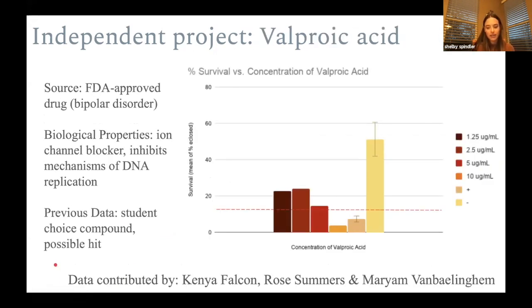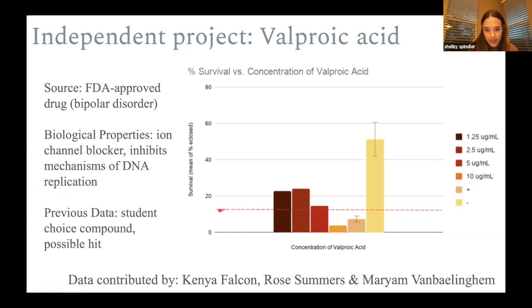This was by Kenya, Rose, and Mariam. It's already an FDA-approved drug to help treat bipolar disorder, but we tested it as a potential chemotherapy. It can inhibit mechanisms of DNA replication, which is great because we all know, like I said earlier, with not having the break, replication just keeps occurring.